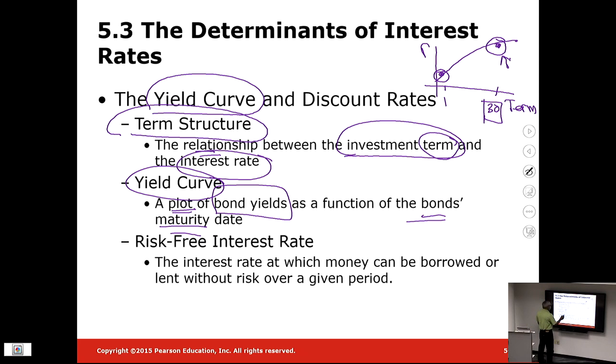An accompanying idea to focus on over here is the idea of risk-free interest. Both a 1-year treasury bond and a 30-year treasury bond would be considered risk-free.